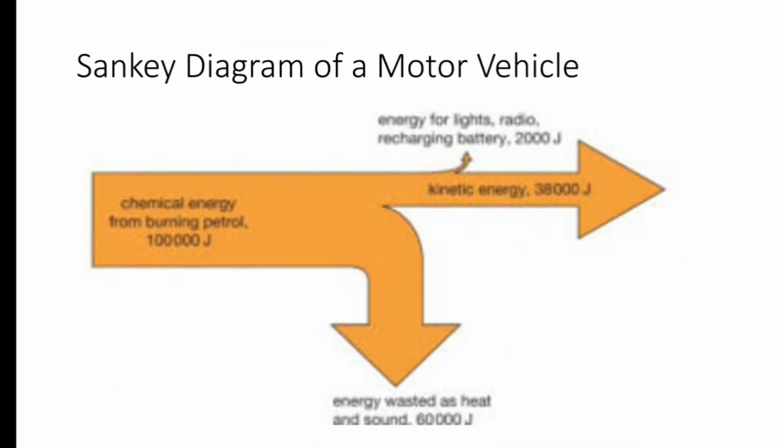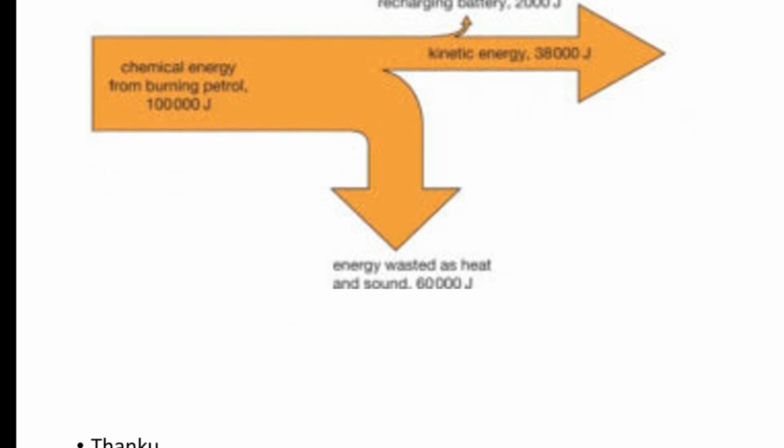This is Sankey diagram of a motor vehicle in which energy supply is 100,000 joule, which is in the form of chemical energy by burning petrol. And in that 60,000 is wasted as heat, whereas 38,000 is used for kinetic energy. 2,000 is used for light, radio and recharging battery. So when we add all together energy used up, it will be equal to energy supplied to the system.